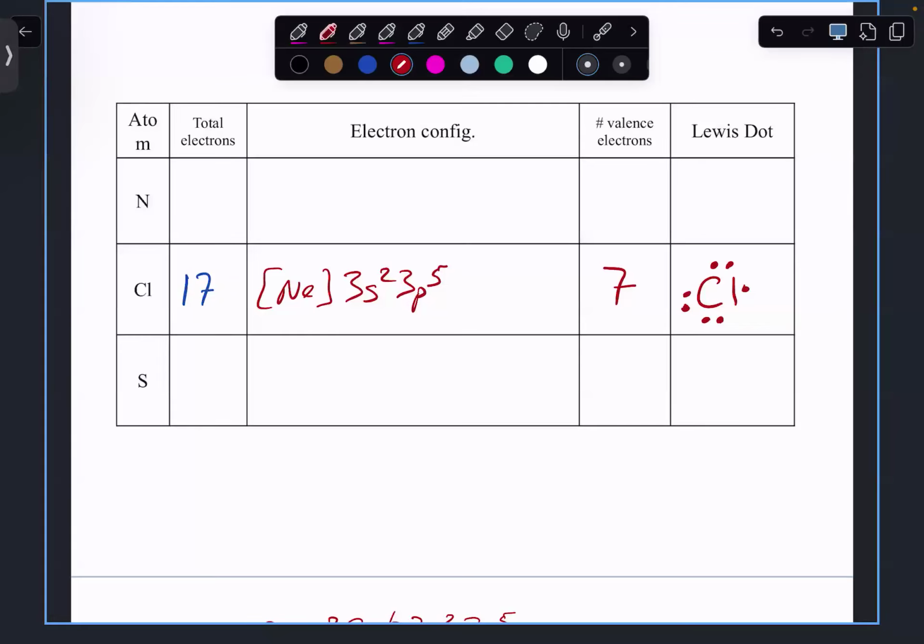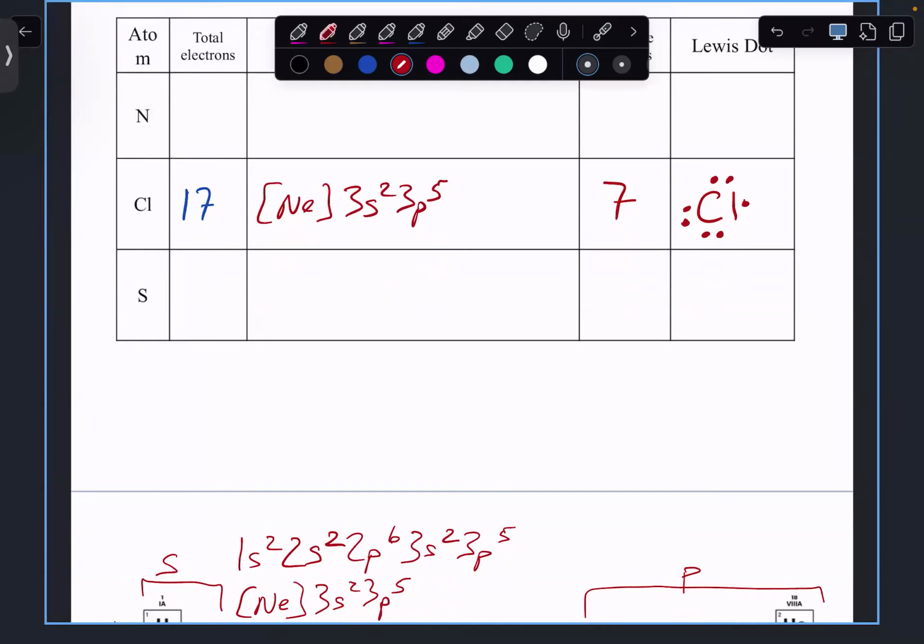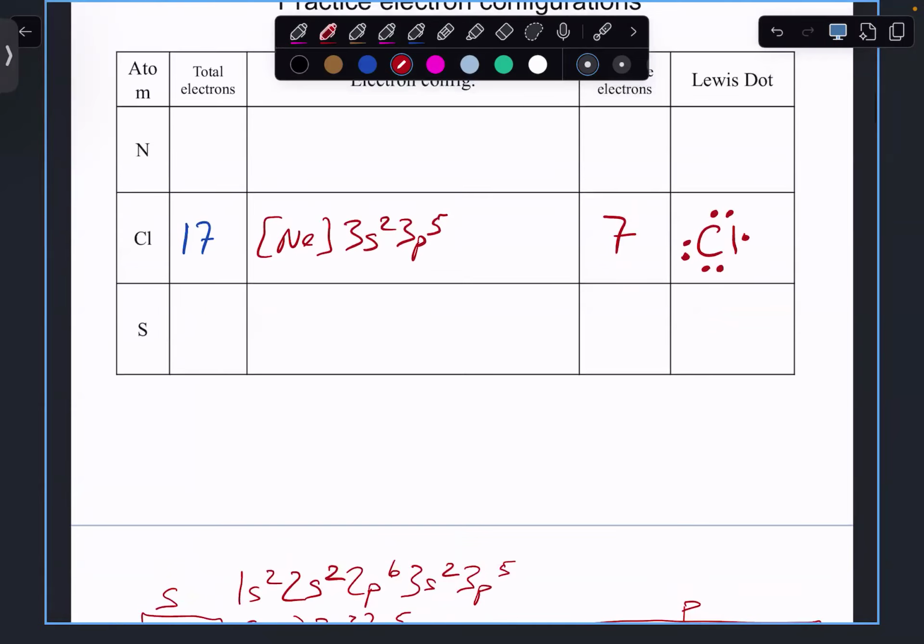All right, let's do one. Why don't you try sulfur on your own? So go ahead and do the noble gas configuration, tell me the number of valence electrons, and then draw the Lewis dot structure.